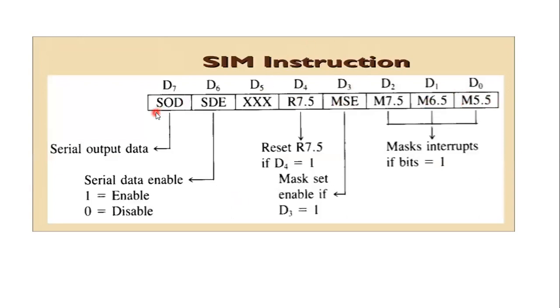So this is the instruction, D0 to D7. D7 is SOD, that is serial output data, and D6 is SDE, serial data enable. When enabled it is 1, disabled it is 0, and then this bit is unused. Then D4 is the 7.5 reset and D3 is the mask set enable. Then D2, D1, D0 are the mask interrupts.